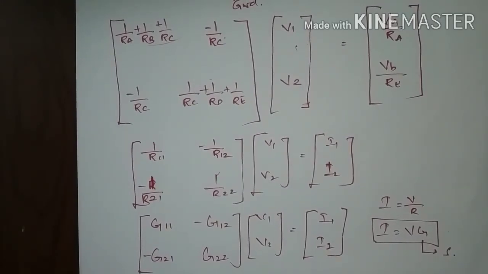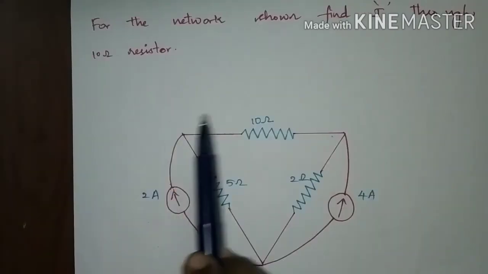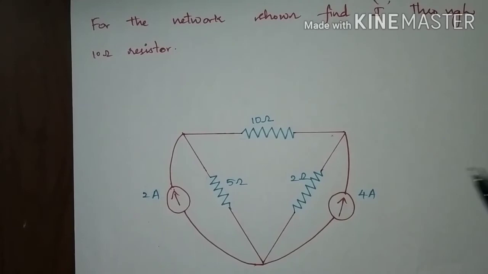Since conductance is the opposite of resistance, conductance conducts the flow of current. This equation is also valid. See, the problem we can solve by using the matrices and determinants method, just by using Cramer's rule.